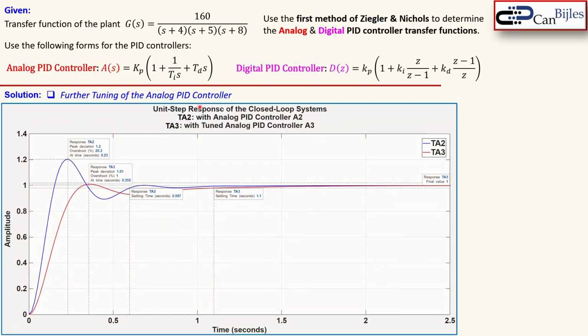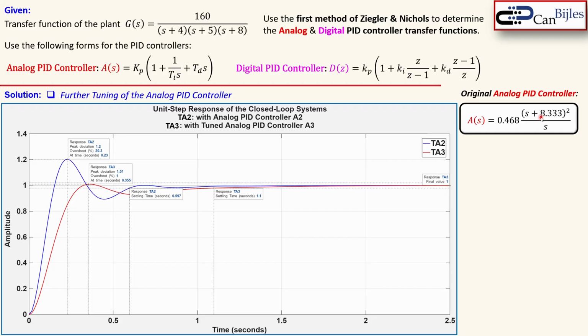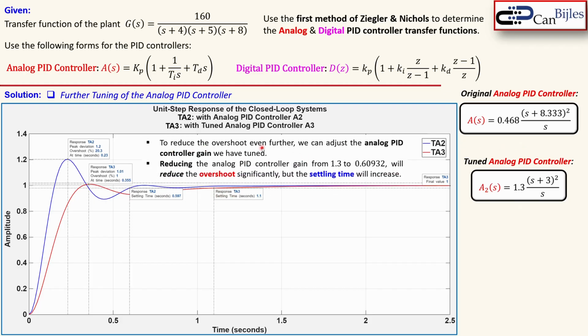So you see here now the unit step response of the closed-loop systems. Again, TA2 as we have it before, that's the blue one now. And TA3 is another tuned analog PID control, but now we have A3, a new version. That's the red one. You see already this is a little bit slower, as it has less overshoot. It also has a larger, almost 2 times larger settling time. So the original was this. This is our first version of our analog PID controller. This is our tuned version we just did. And in order to reduce the overshoot even further, we can adjust this 1.3 to some value which will maybe do the job better.